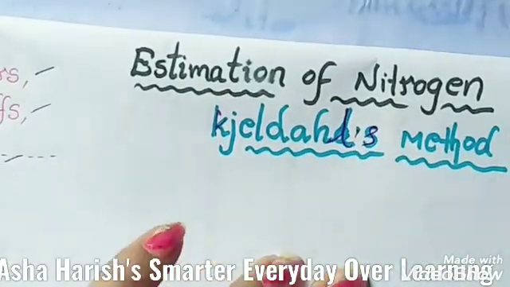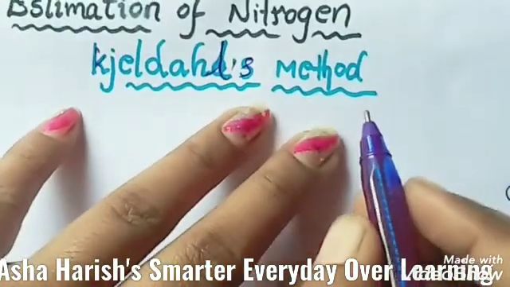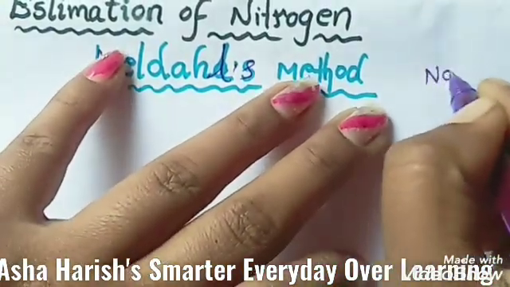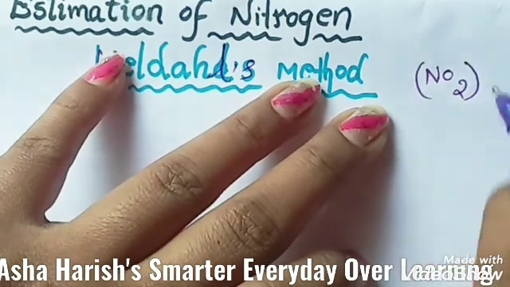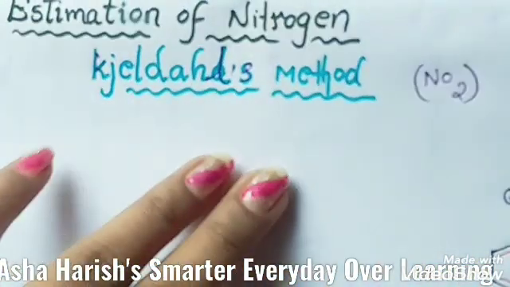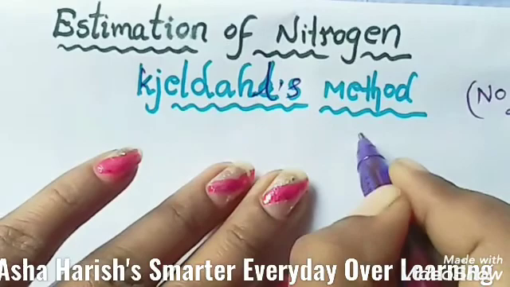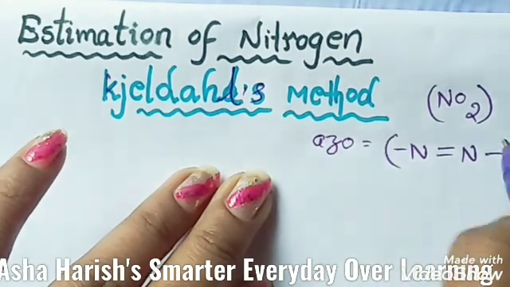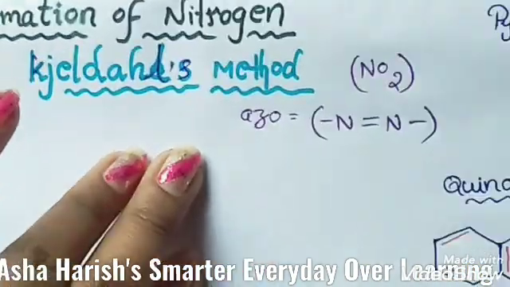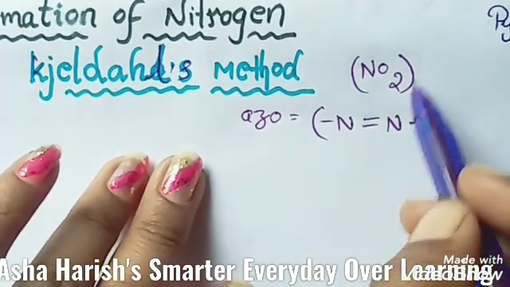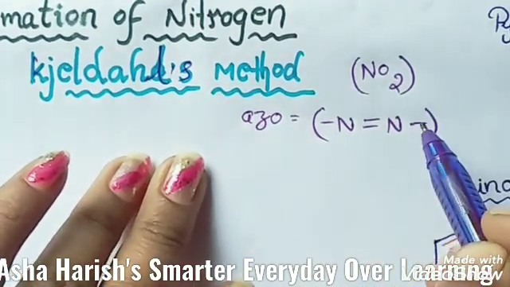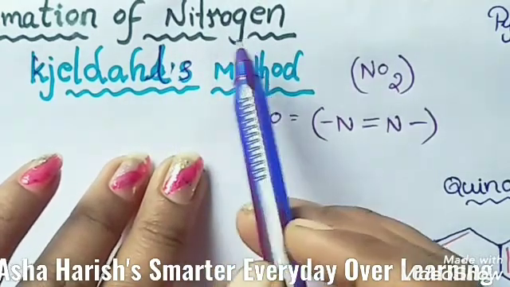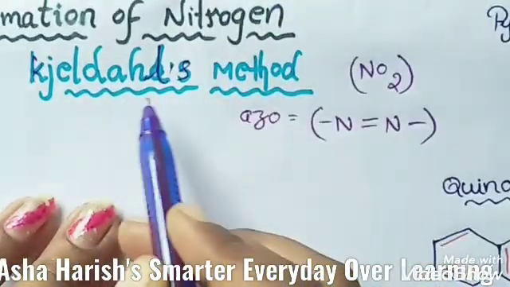It is also not applicable to compounds containing nitrogen directly linked to an oxygen atom. For example, the best example is NO2. Or nitrogen linked to another nitrogen atom, that is the azo group, with the formula N double bond N. For other types of compounds, if nitrogen is present, it is very easy to estimate the nitrogen using this Kjeldahl method.